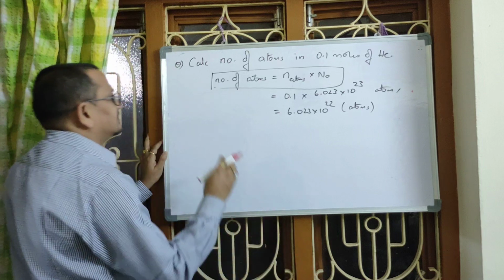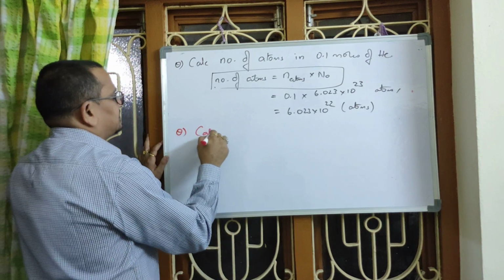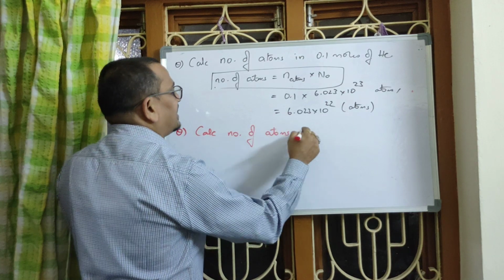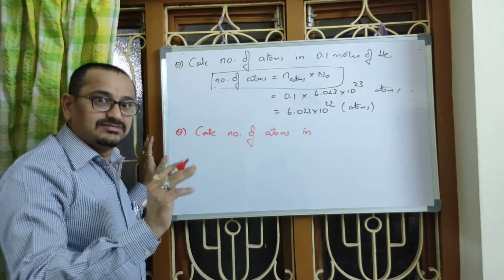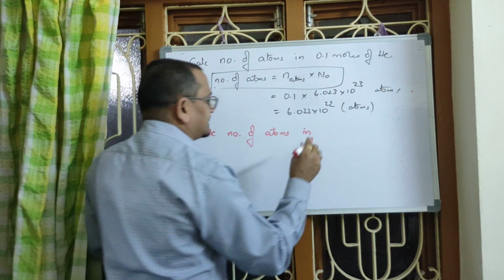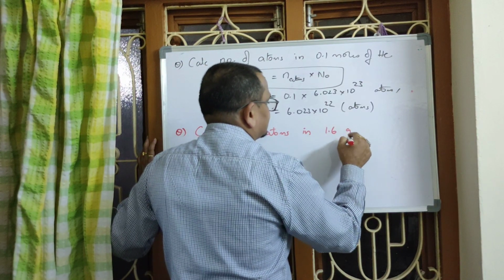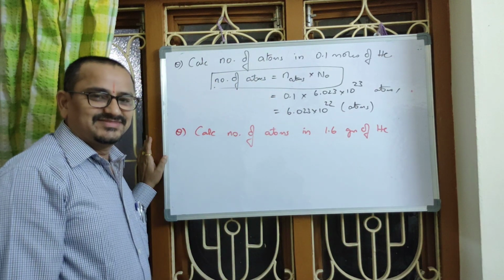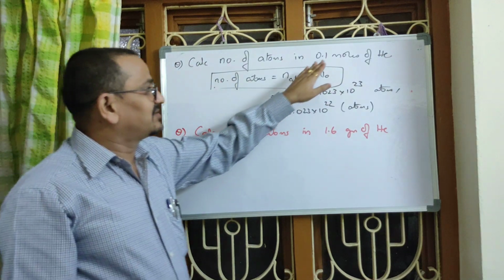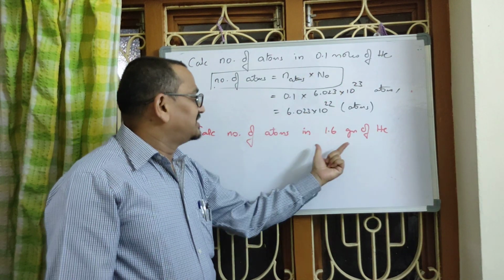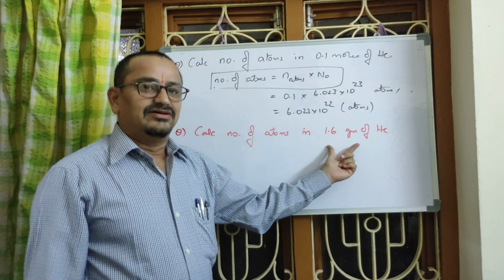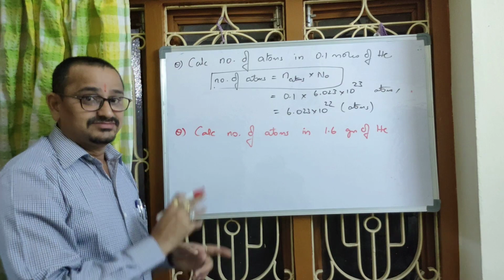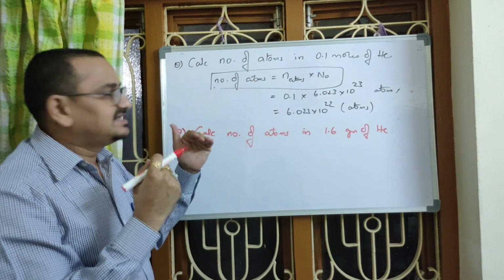Suppose it is given like this: calculate number of atoms in, I'll give a simple question for you, 1.6 grams of helium. In the previous question, number of moles is directly given, but here number of moles is not given directly. We have to calculate the moles and then substitute in the formula. See, observe the difference between these two questions.